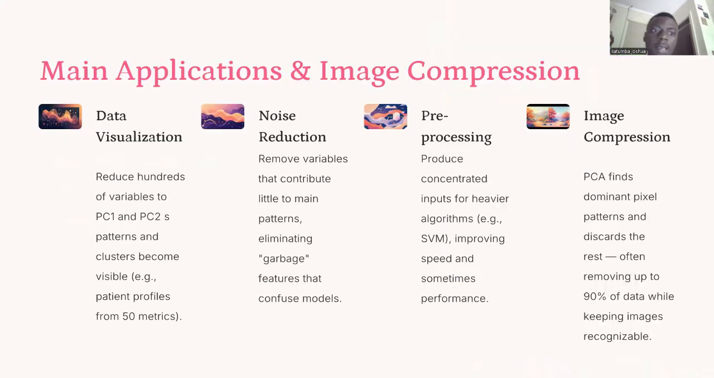Where is it applied? Number one, data visualization. Number two, it helps in noise reduction by removing variables that contribute little to the main patterns. Number three, preprocessing, producing concentrated inputs for heavier algorithms. And number four, it deals with image compression.